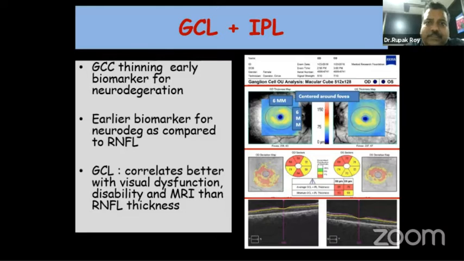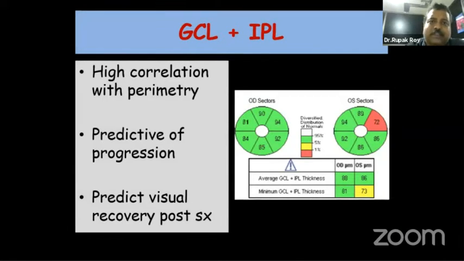Coming to the GCL and IPL complex, GCC thinning is an early biomarker for neurodegeneration, earlier than the RNFL. GCL correlates better with visual dysfunction, disability, and MRI than RNFL thickness. GCL plus IPL has a higher correlation with perimetry. It is predictive of progression and predicts visual recovery post-surgery.